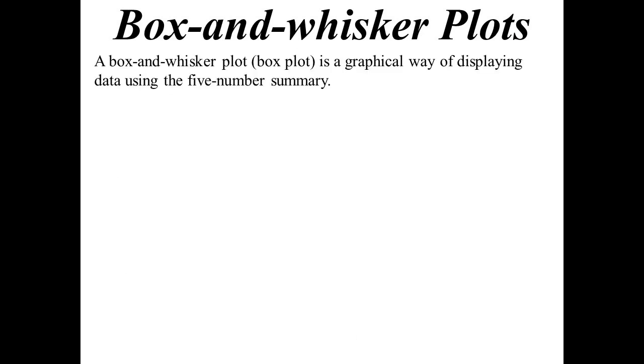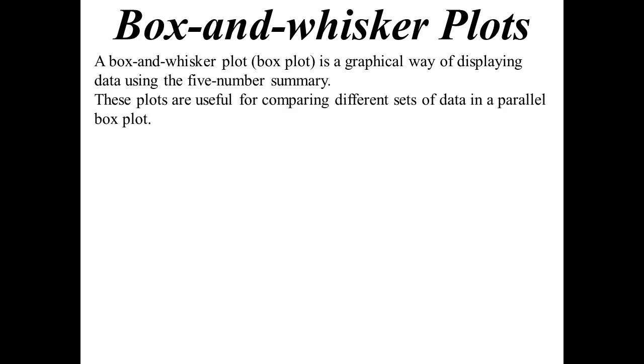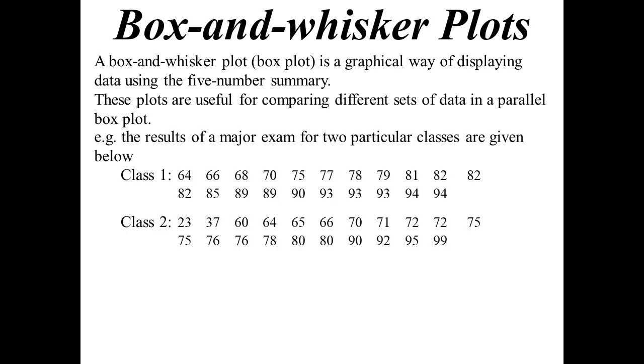Now, box and whisker plots. How can we graph this information? Well, that 5-number summary, that's what we're going to graph. It's really useful comparing different sets of data when you draw parallel box plots. So let's say we've got a class that's sat a major exam, and there's 2 different classes, class 1 and class 2. Here are their results, and I've placed them in ascending order to make life a bit easier. We're going to put them into parallel box plots.